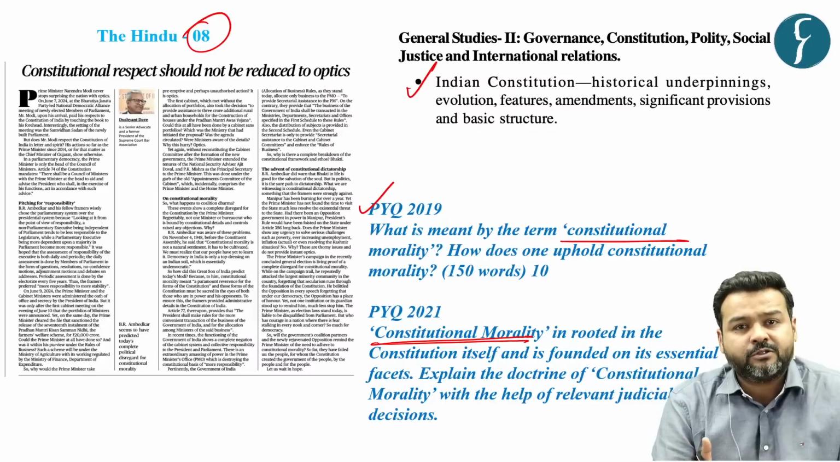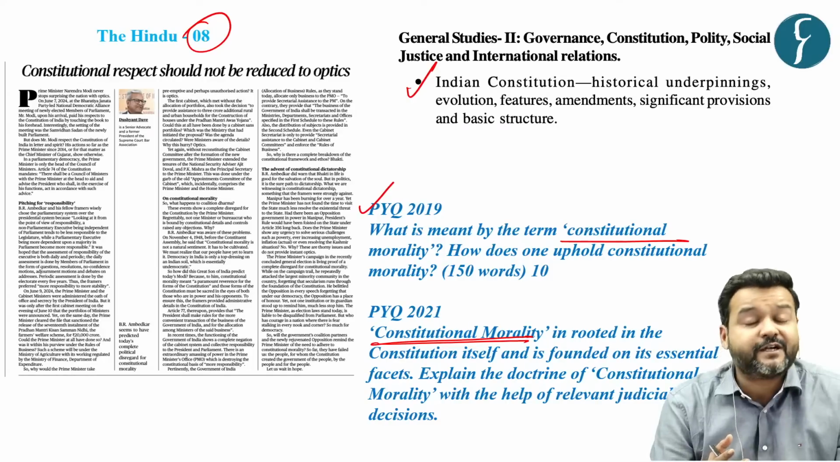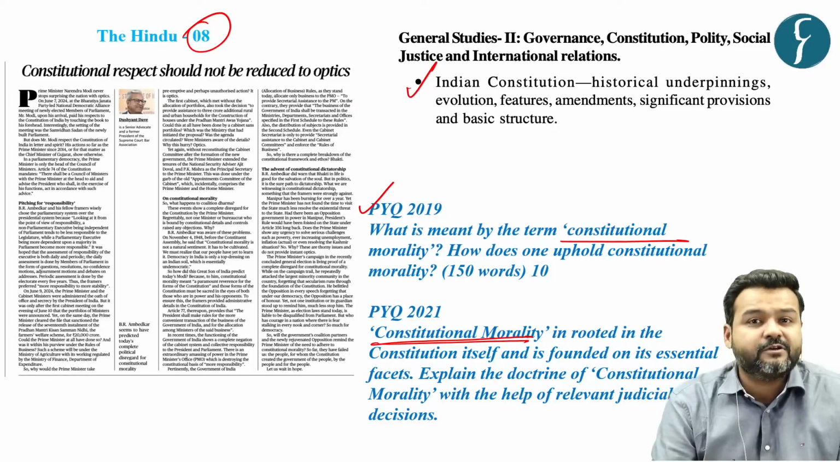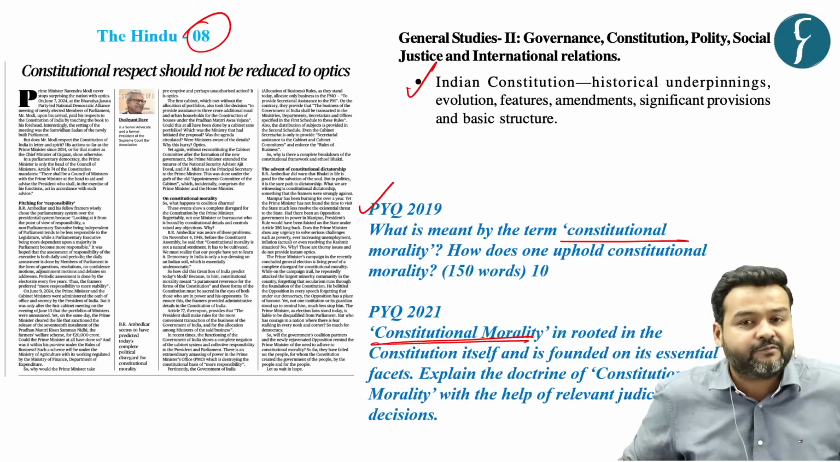You all have gone through the preamble. There we have listed the core values: liberty, equality, justice, fraternity. All these keywords are the core values of the Constitution. So these are the guiding principles of the Constitution.